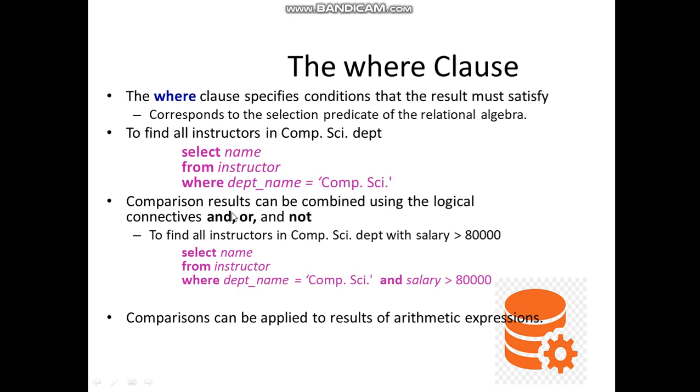Next, comparison results can be combined using the logical connectives and, or, not. For example, to find all instructors in the computer science department with salary greater than 80,000, you have to write select name from instructor where department name equals computer science and salary greater than 80,000. So here I am applying two conditions, the name of the department and the salary also. That means both the conditions should get satisfied.